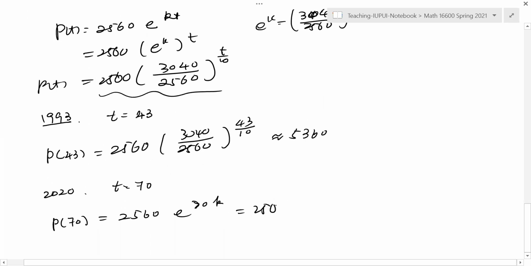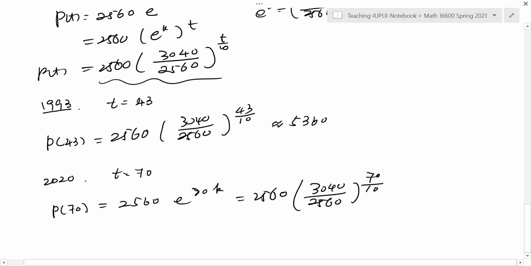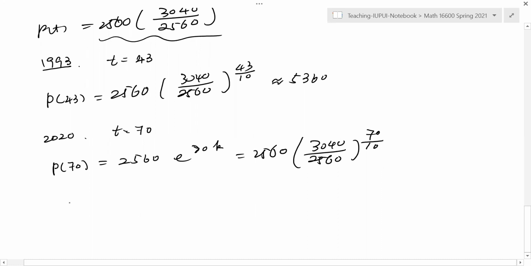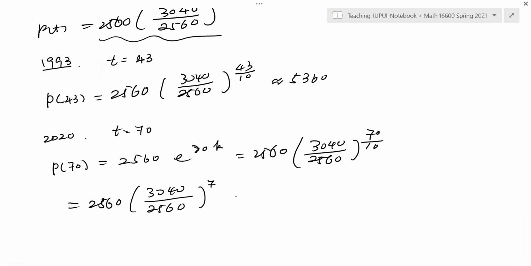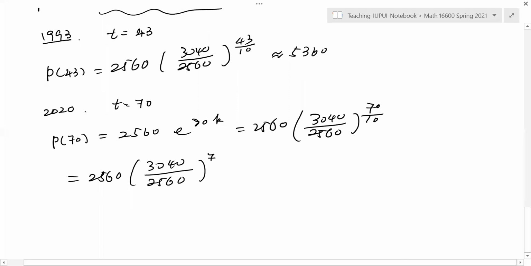If you use this formula, when T equals 70, you can use that without using a calculator. You can probably solve the problem by hand. Why by hand? Because this is just a 7 square. Just 70 divided by 10 is 7. So you multiply the amount and do the division by hand. Essentially within 1 hour, you can probably finish the computation.